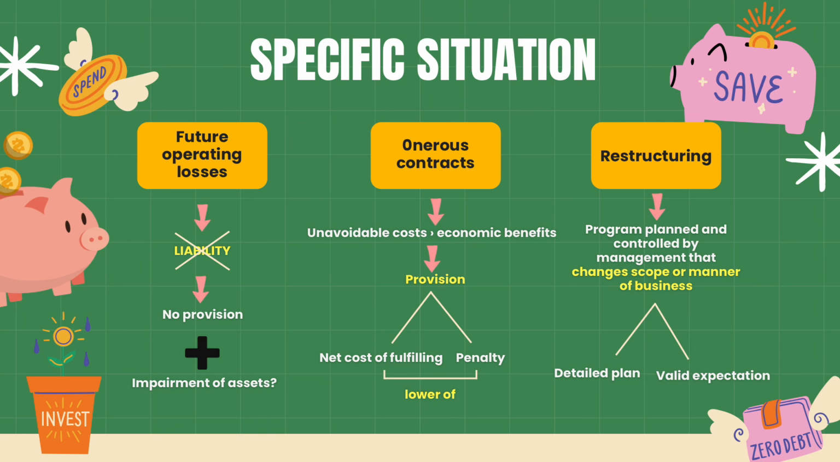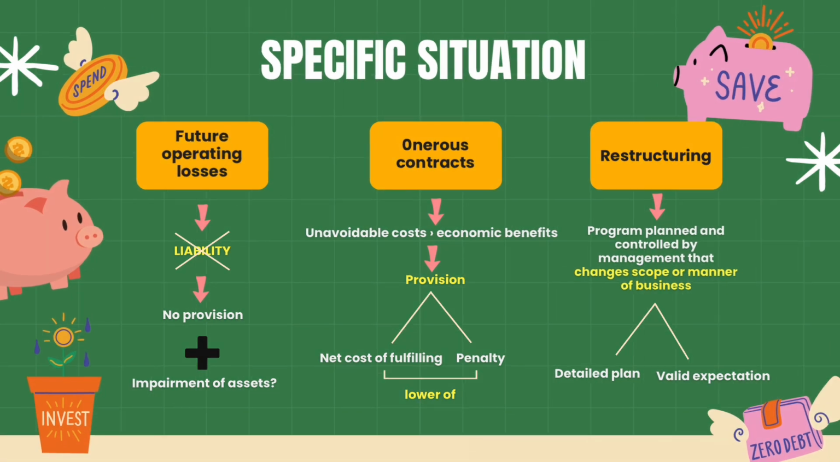Third, restructuring. Restructuring involves significant change to the manner of a business operation. For instance, relocating business activity would fall under restructuring. A provision for restructuring can only be recognized when there's a detailed, formal plan that clearly outlines the actions to be taken and the timeline. Additionally, the company must have created a valid expectation among stakeholders, such as employees or customers, by communicating the plan effectively.